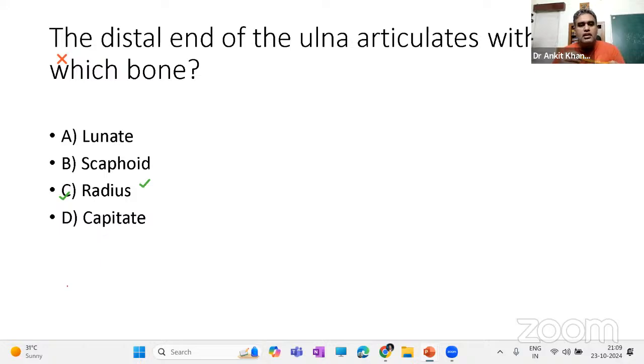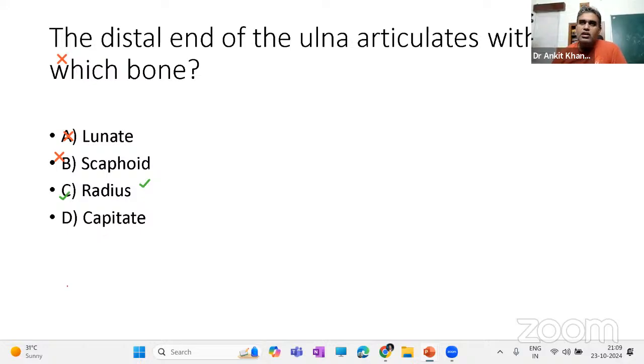We have options like lunate, scaphoid. Now option A and B, lunate and scaphoid, where will they go? They articulate directly with the radius. Look at the radius lower end. Option C, radius: does it articulate with the ulna? Obviously. Why? Because in the radius lower end, we have the ulnar notch. So here the head of the ulna will come. It forms the inferior radioulnar joint.